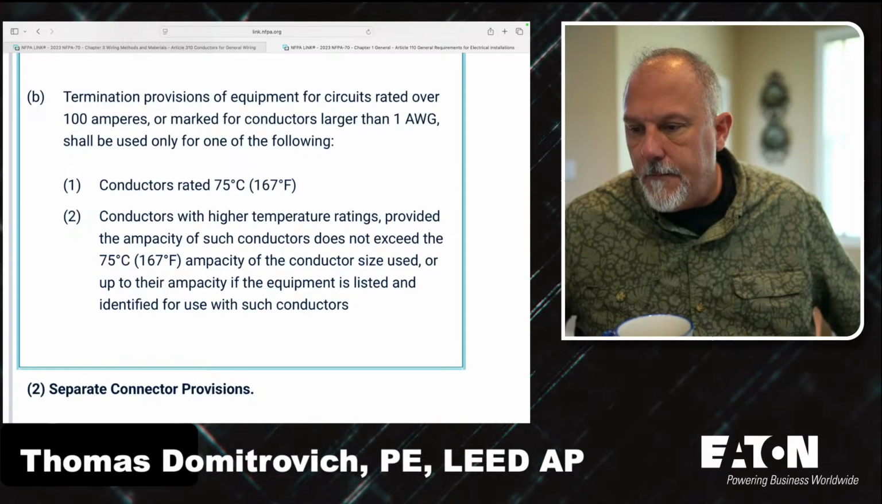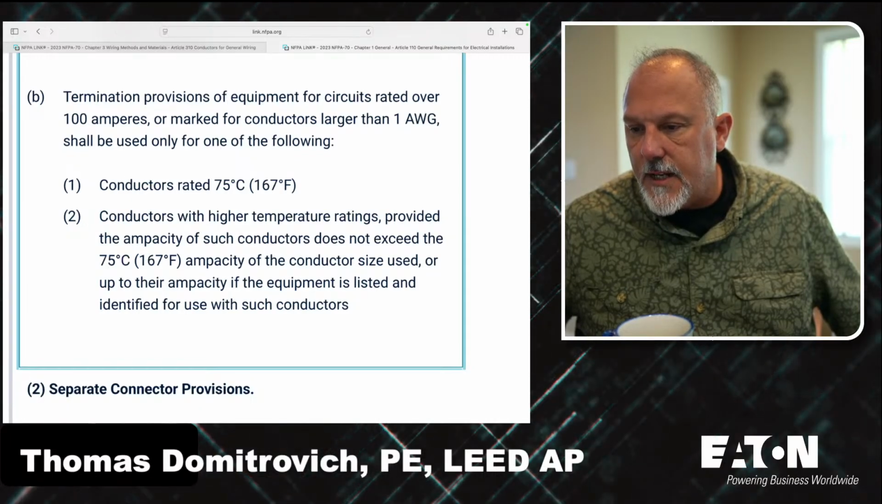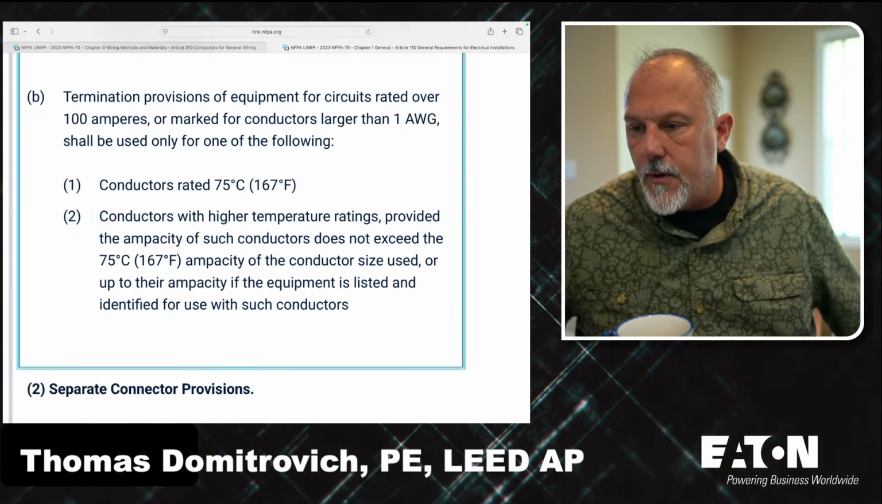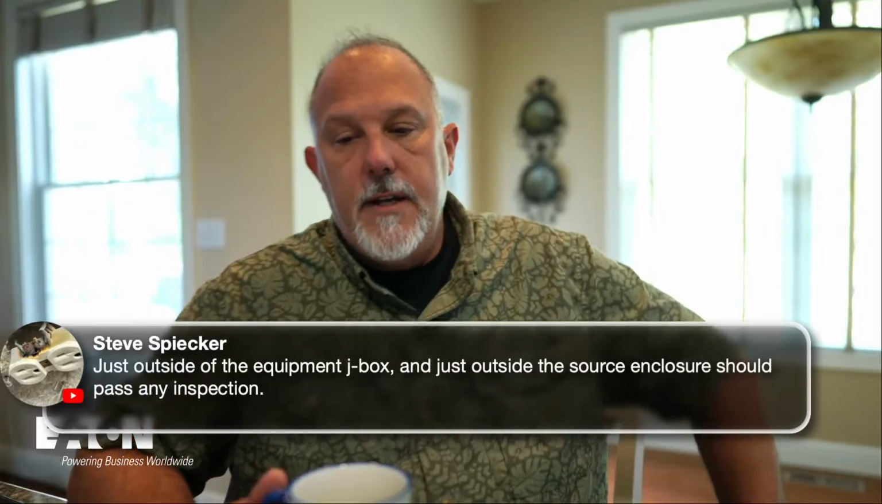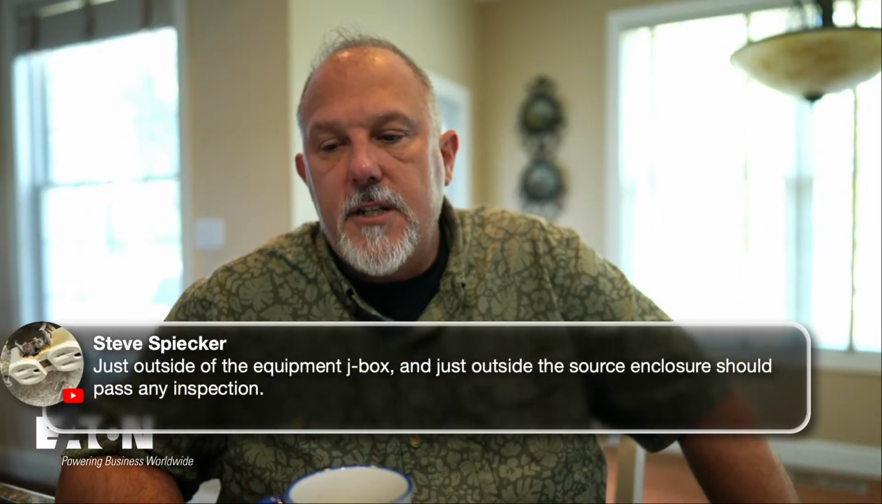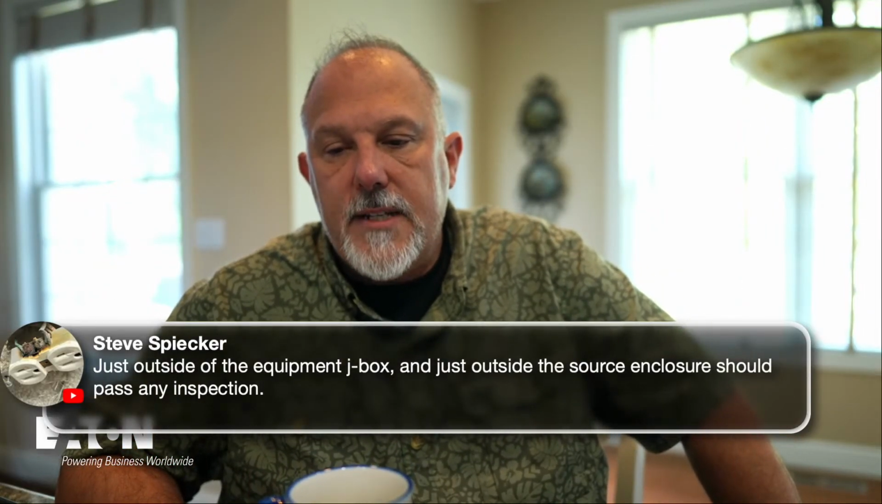Okay. Steve, just outside the equipment, J-box. Okay, here we go. Let's go back to Steve. Steve: just outside of the equipment, J-box, and just outside of the source enclosure should pass it.